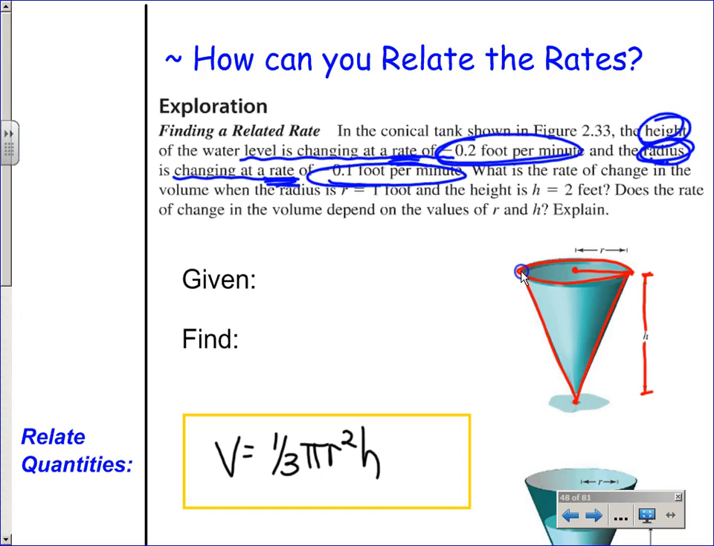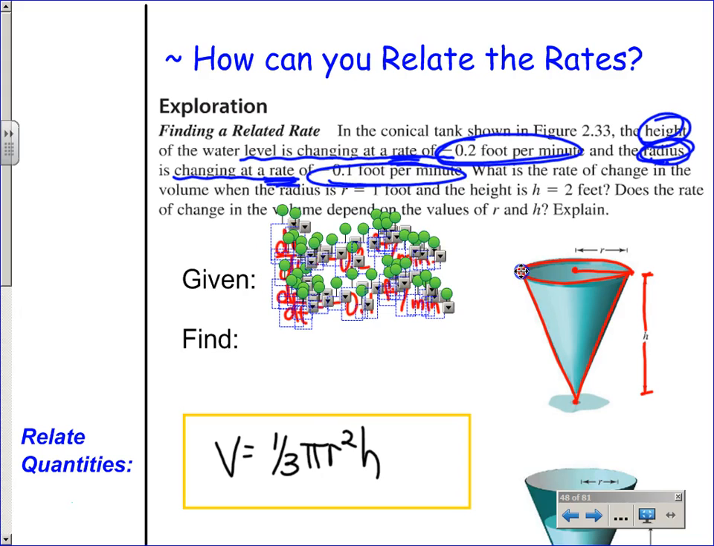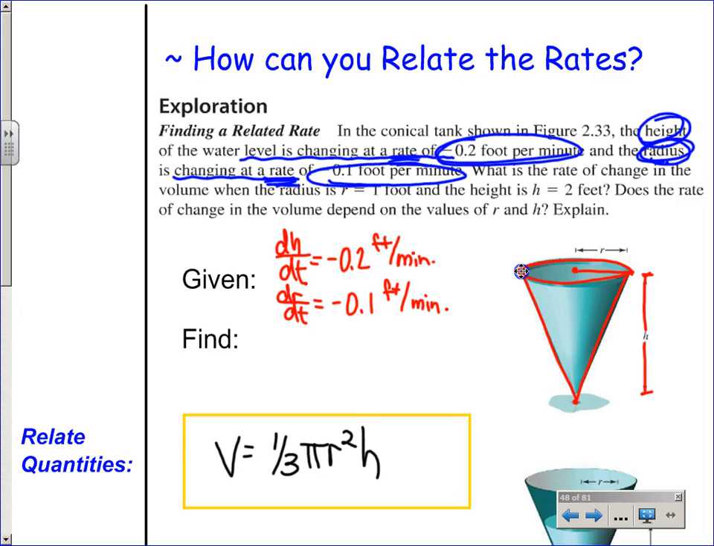Guess what I can do with that information? Rates are derivatives, guys. So I can say dh/dt is equal to negative 0.2 feet per minute. And I can also say the rate of the radius, dr/dt, is equal to negative 0.1 feet per minute. When we see rates in a word problem, we think derivatives. They give us the quantity height, and then they say per minute. I know it's per time. They give us the quantity radius, and I know it's per minute. It's with respect to time. Hence the dr/dt and dh/dt.